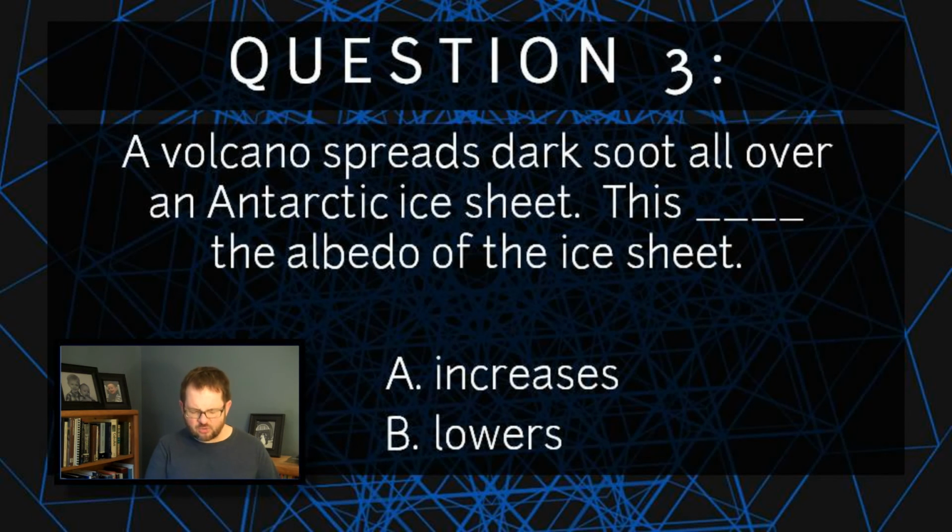Question 3 is another idea about a climate context to our understanding about these radiation properties. A volcano spreads dark soot all over some Antarctic ice sheet. This blank the albedo of the ice sheet. Does this increase the albedo or does this decrease the albedo of that surface? Take a look at your two options, follow one of the two links below this video to get some feedback about your answer.